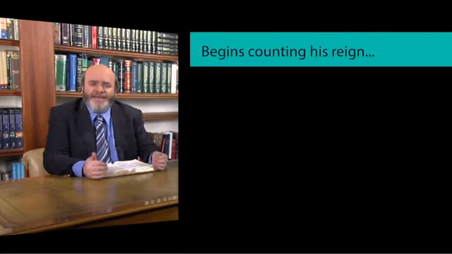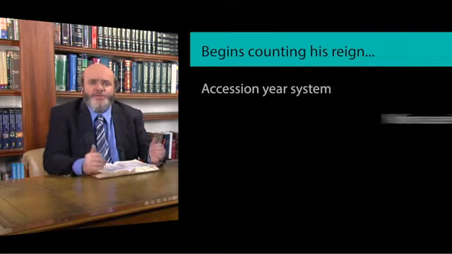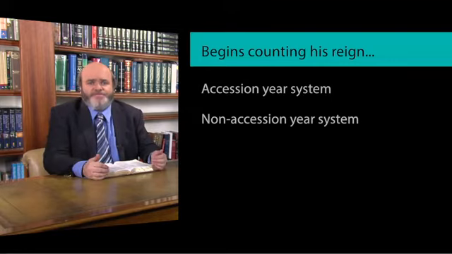We now need to look at how the kings of Israel and Judah measured their reigns. An inductive study reveals the two kingdoms used different methods to measure the reigns of their kings. The first issue is when a king began counting the official years of his reign. There are two ways of doing this that we're going to look at in a minute: the accession year system or the non-accession year system.